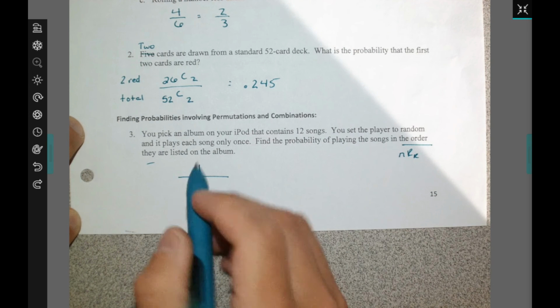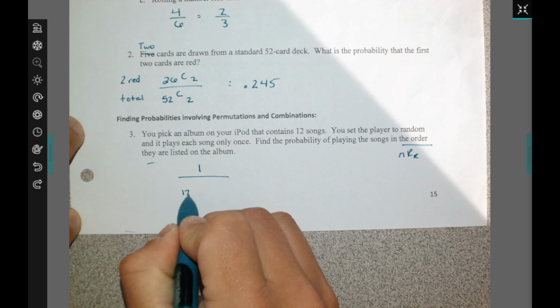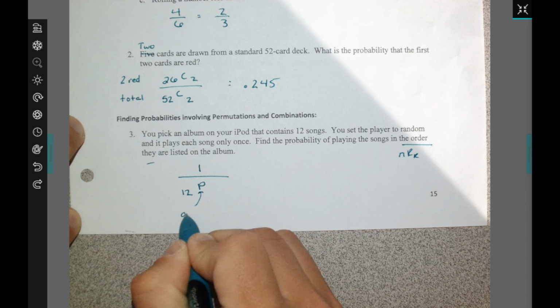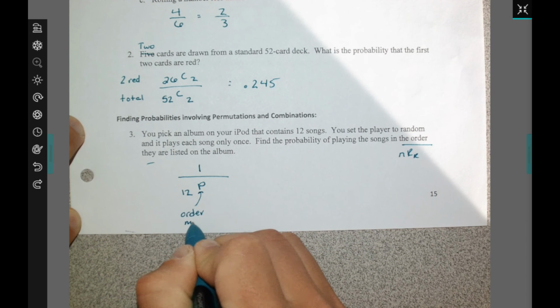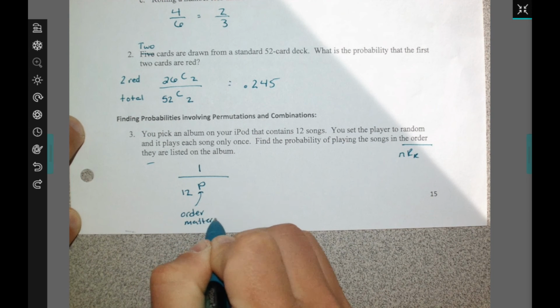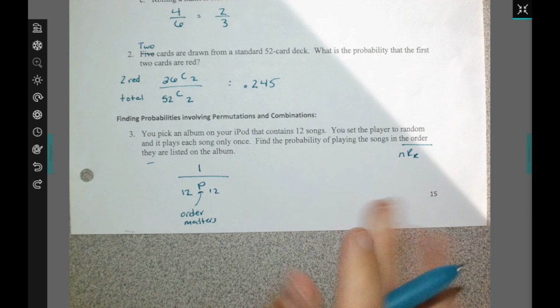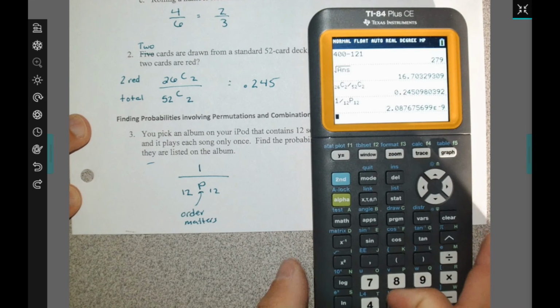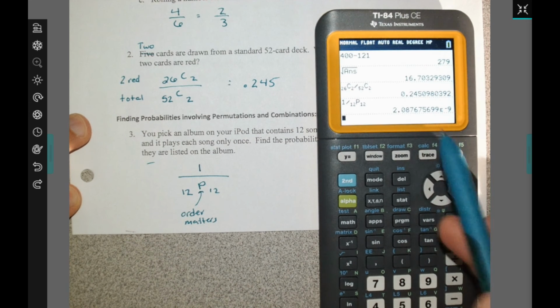And then down below, our total, we have 12 songs. Order matters, so we have a P going on. And then we want all 12 songs. So we've got 1 over 12P12. So 1 divided by, math probability, 12P12. And it's going to give me a very, very small probability of occurring.